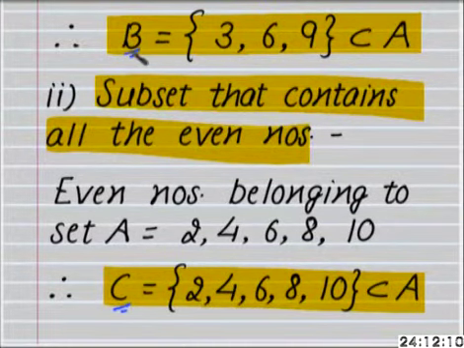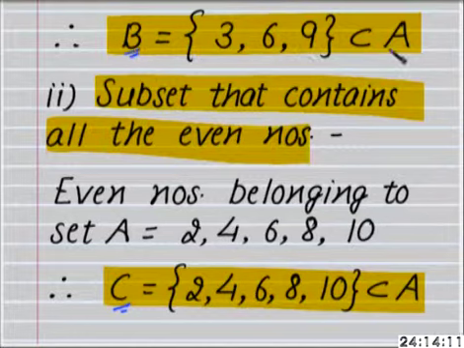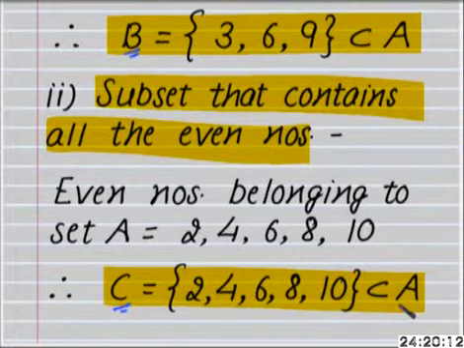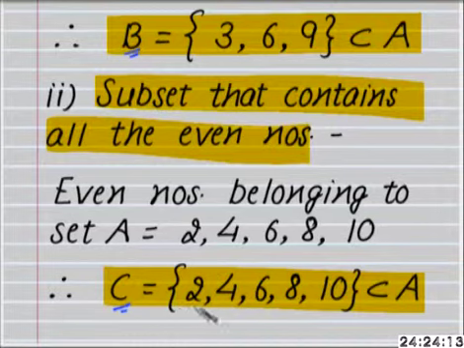So there are subset B of set A containing all multiples of 3 and another subset set C of the given set A containing all the even numbers.